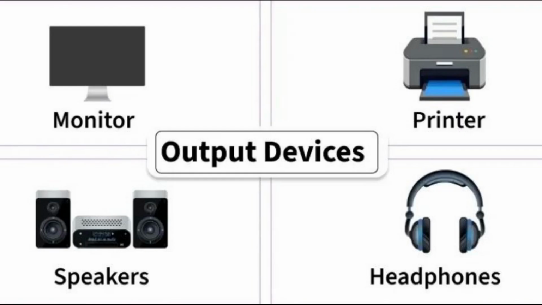Non-impact printers. Non-impact printers do not use any hammer or print head to strike the ink ribbon. These printers print characters or images without using ribbons. Non-impact printers are often known as page printers because they print one full page at a time. Some examples of non-impact printers are laser printer, inkjet printer.